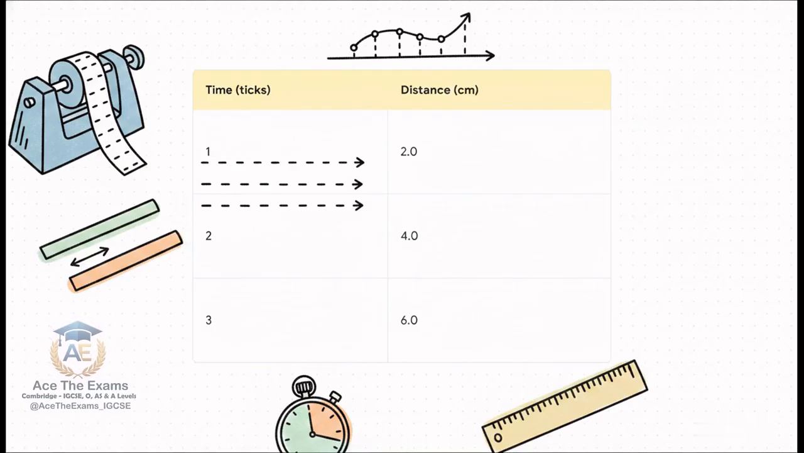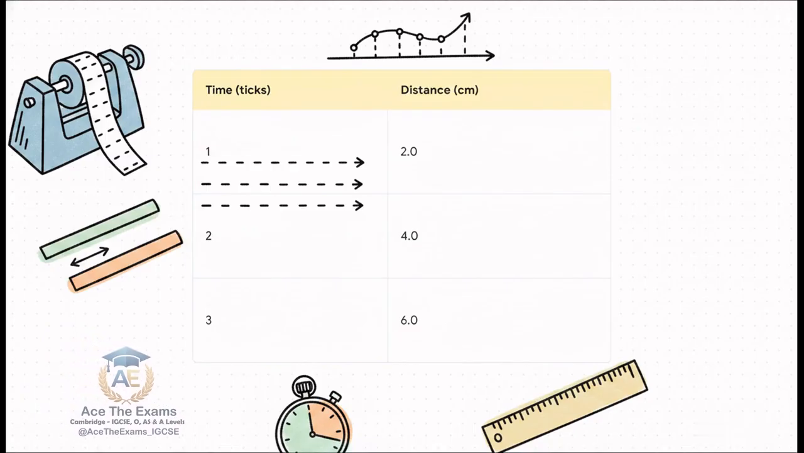Imagine an actual data table derived from a ticker tape chart. Time interval 1 shows 2.0 centimeters, time interval 2 is 4.0 centimeters, and time interval 3 is 6.0 centimeters. Obviously, the tape lengths are clearly getting longer, right?